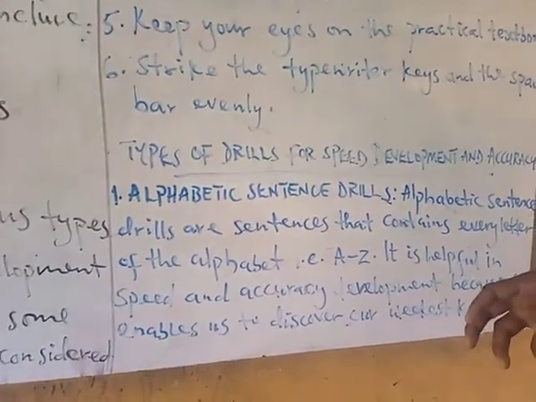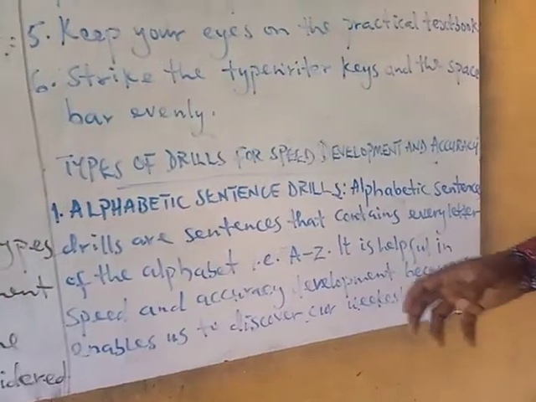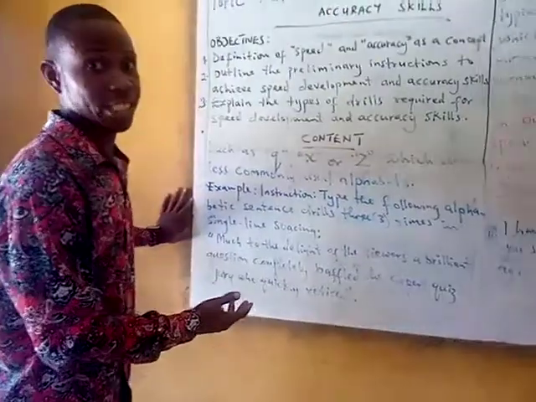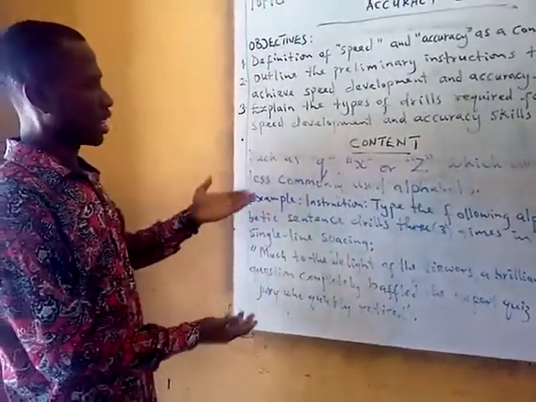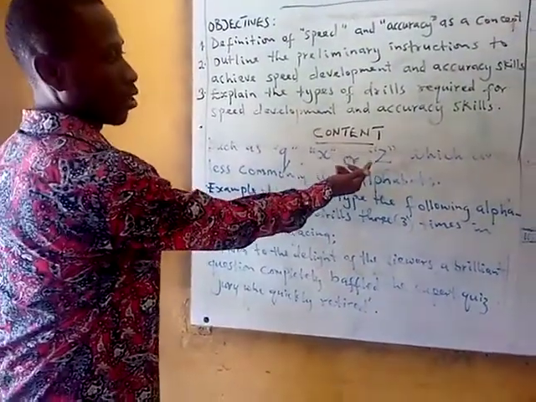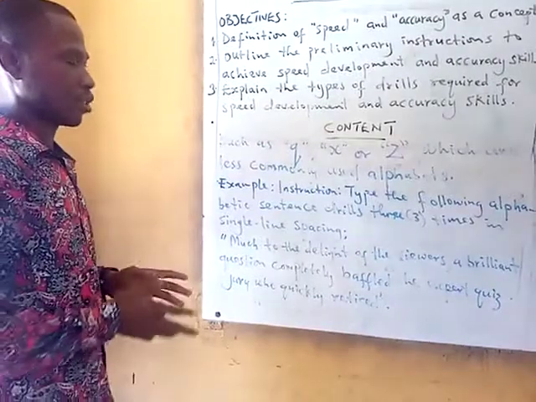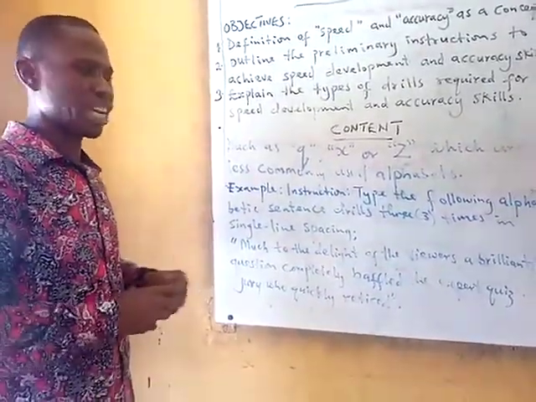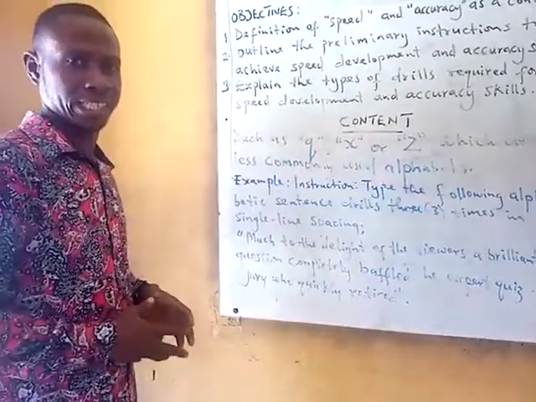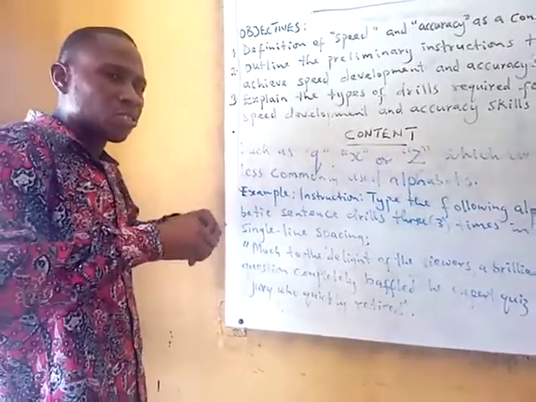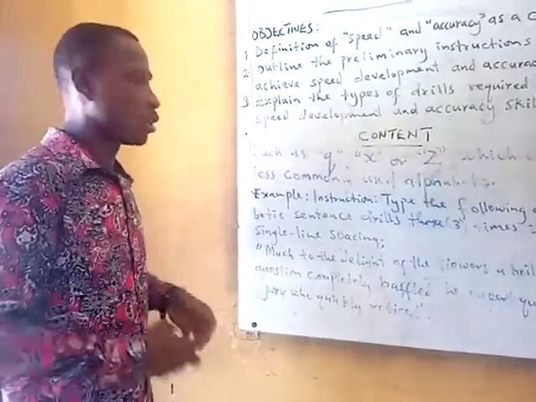What I mean by weakest key is that, for instance, people don't commonly use the letters Q, X, or Z when they are typing. So this alphabetic sentence drill helps you to touch all the alphabets. At the end of the day, you will be very familiar with all the keys, and those you are weak on, you'll be able to improve.